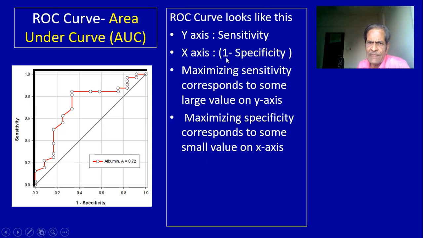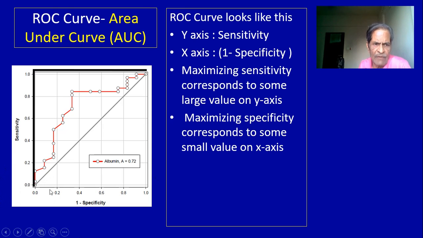Maximizing the sensitivity corresponds to some large value on the y-axis. So at this point we have the highest value of the sensitivity. For this diagnostic value of this cutoff point, which corresponds to this point, the sensitivity is maximum. Maximizing the specificity corresponds to some small value on the x-axis. So at this point the 1 minus specificity is 0. That means specificity is maximum at this point.